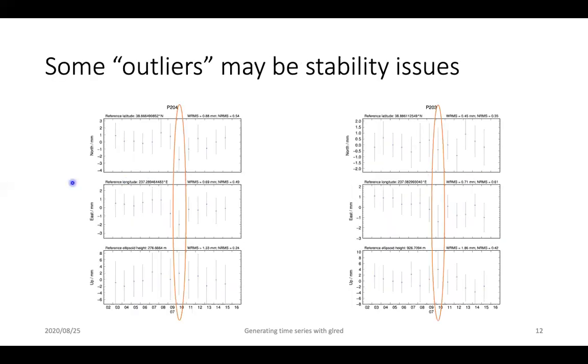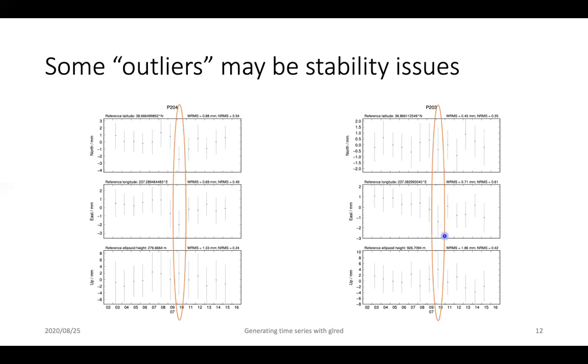Sometimes outliers are actually due to reference frame stability issues. And we can see a sort of example here in two sites, P204 and P203, which are pretty close to each other in California. On the left, on day 10 of July, you can see that in the horizontal, there is an outlier that's a little bit south and a little bit west of the rest of the time series. And you might say, well, I think that's an outlier for this particular site. But when you look at other sites, there's a similar pattern, at least in the east component.